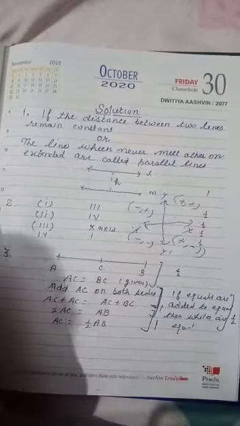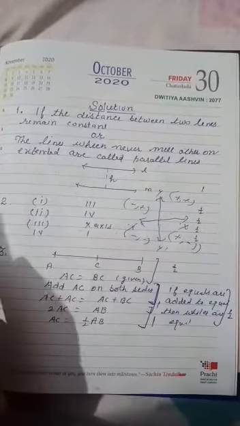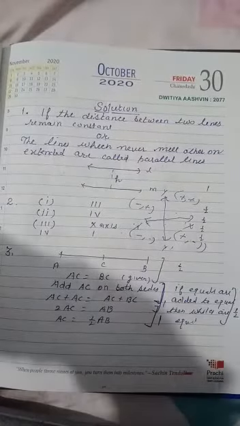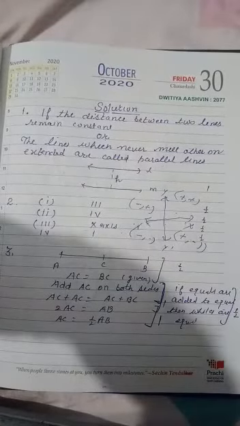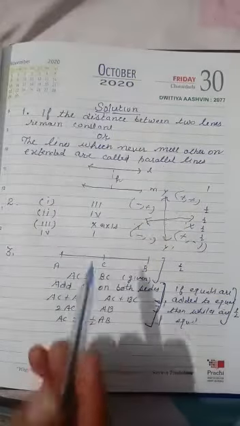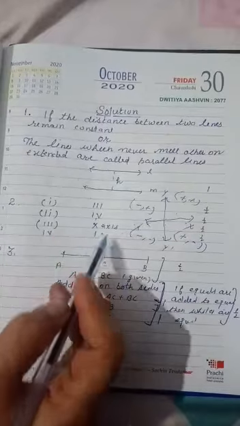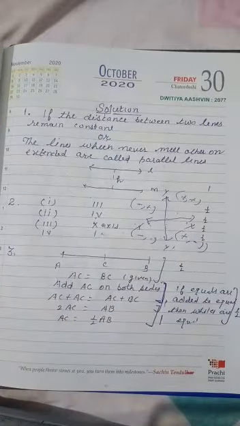Next is (1, 5). Both values are positive. When both values are positive, the point must lie in the first quadrant. So it lies in the first quadrant. Just see, all the answers you have to match, each part carrying half marks.